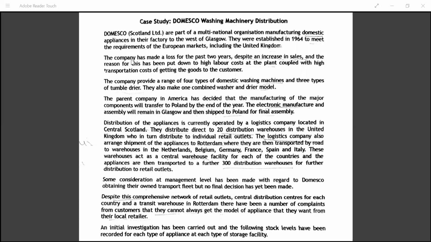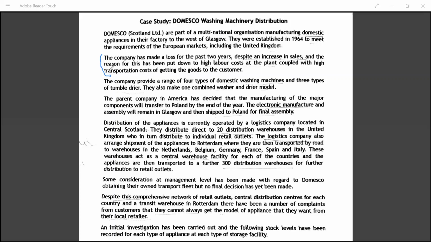If you look at the second paragraph, the company has made a loss for the past 2 years, despite an increase in sales. And the reason for this has been put down to high labor costs at the plant, coupled with high transportation costs of carrying the goods to the customer. So if you look at this, basically, it tells you something about the costs.